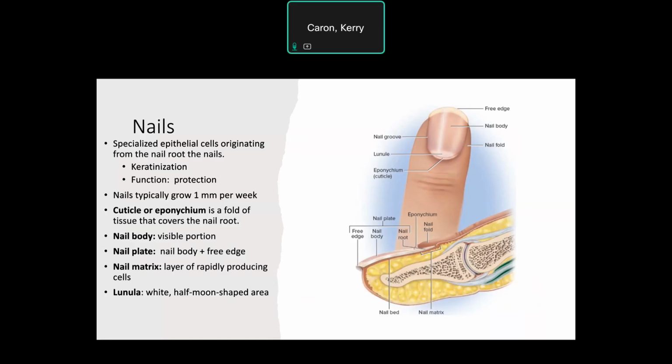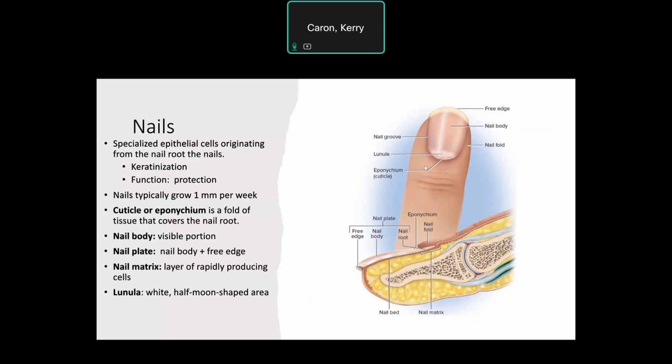Okay, moving right along, we've done skin, we've done hair, now we'll talk about nails. Nails are specialized epithelial cells originating from the nail root of the nails. There's some keratinization here, and the whole function of a nail is protection, protecting our fingertips, okay? We typically grow 1 millimeter a week.